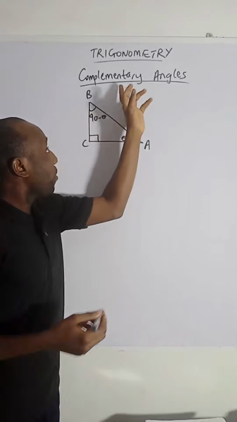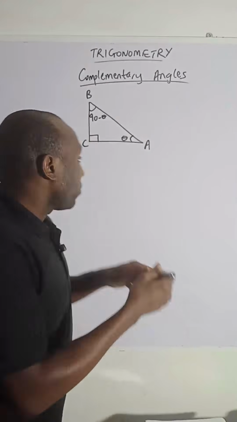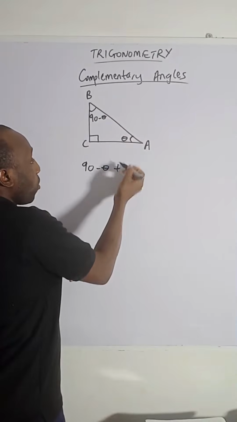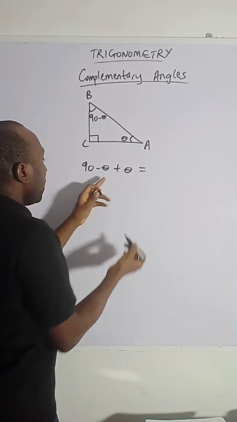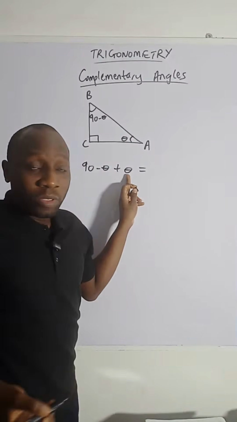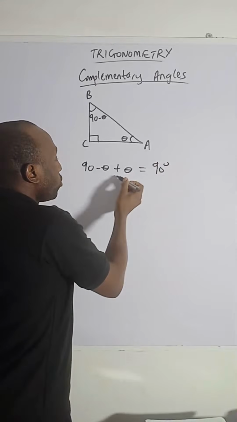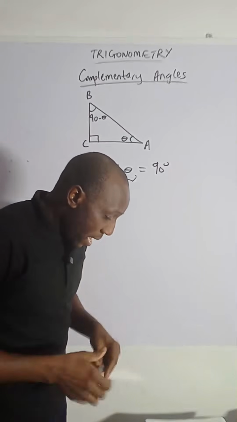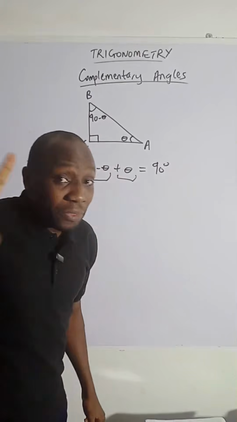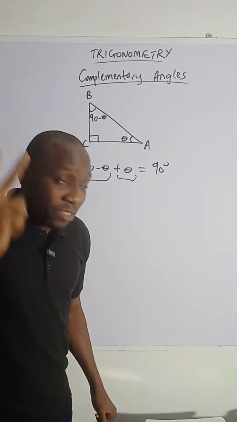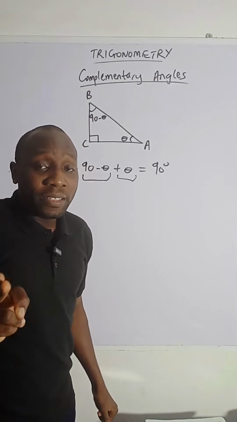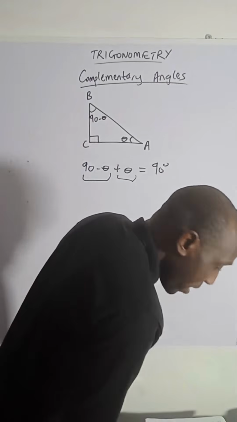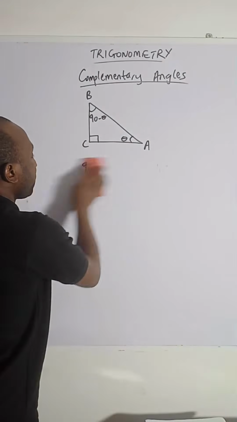So, like I said before, complementary angles add up to 90 degrees. If you add 90 minus theta, which is one of the angles, plus the other angle, theta, minus theta plus theta is 0, so the sum is 90 degrees. When you add two complementary angles, the sum is 90 degrees. I hope this is clear. And it's not 3 angles. Two angles added up together that give you 90 degrees are said to be complementary angles. Hope that is okay. We need to move quickly.